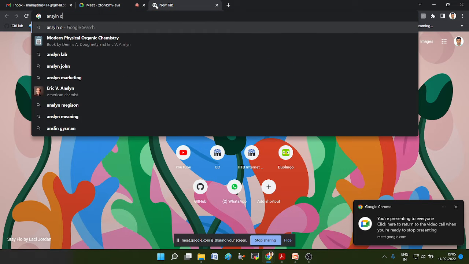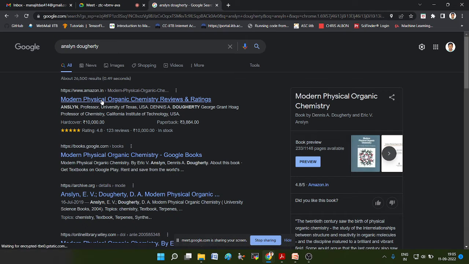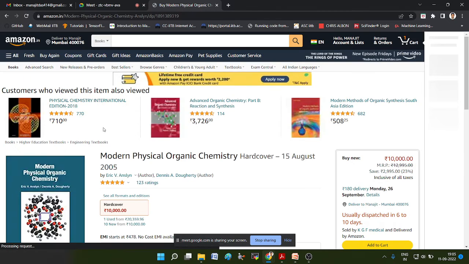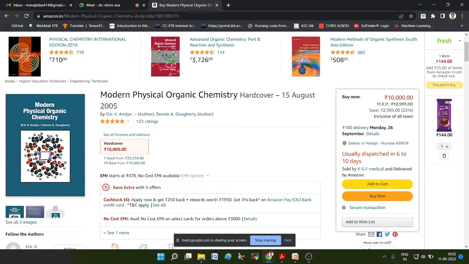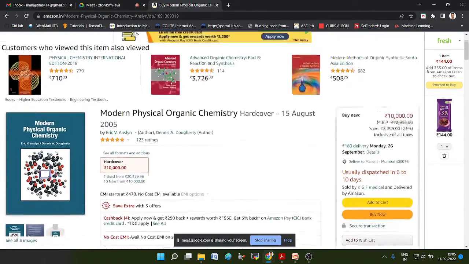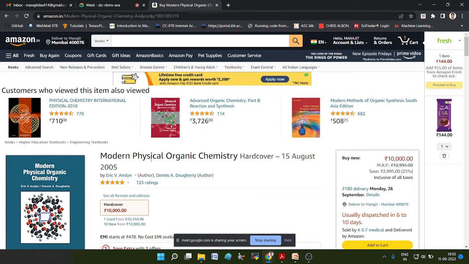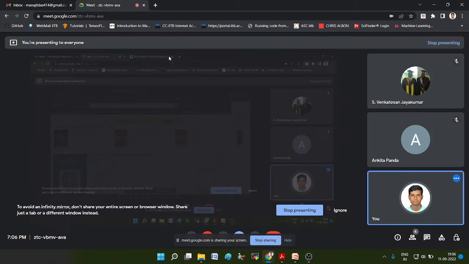Anslyn organic chemistry. This one. Actually, ma'am follows this book. So if I directly go to Amazon, you will find Modern Physical Organic Chemistry by Eric V. Anslyn and Dennis Dougherty. So this is a very popular book. This is a book on physical organic chemistry. Remember, this is not just the organic part, the physical part is there.